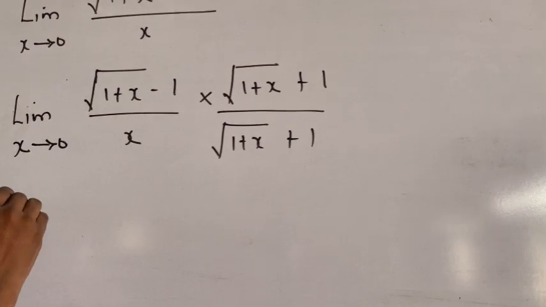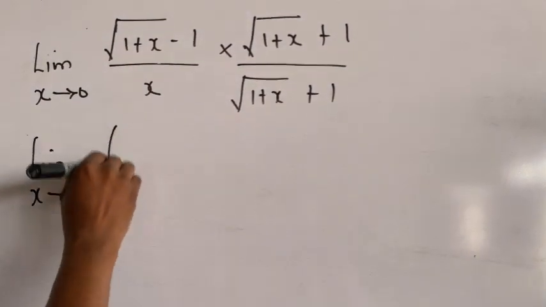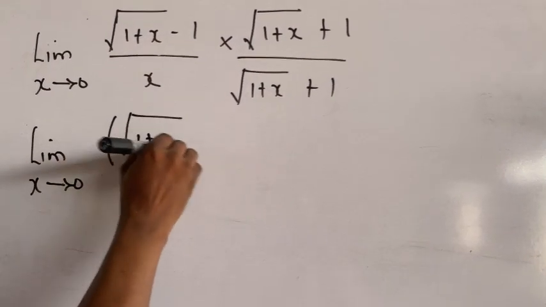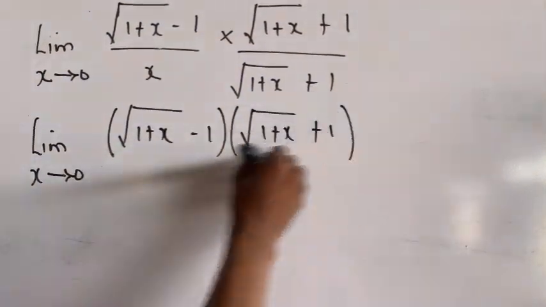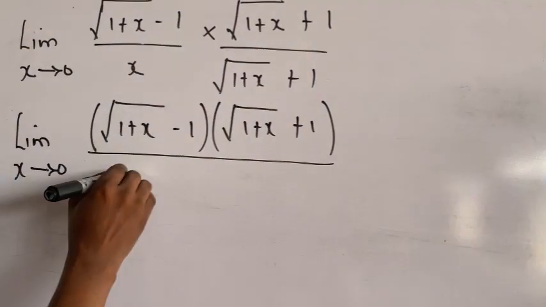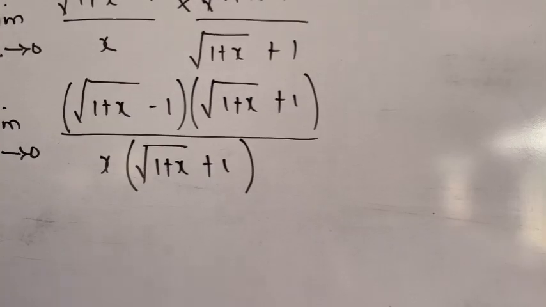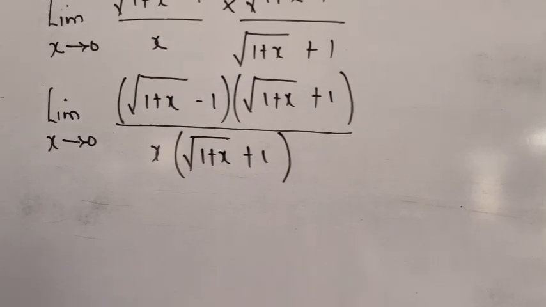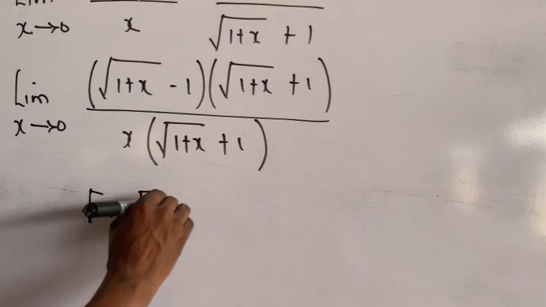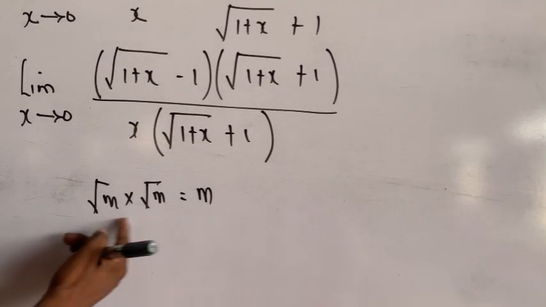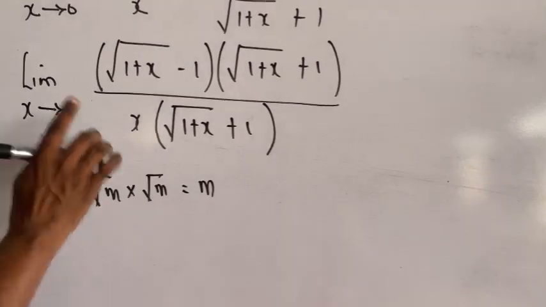So if I go by that, I'm having the limit as x tends to 0. Let's bracket this. I'm having root 1 plus x minus 1, times root 1 plus x plus 1, over x times root 1 plus x plus 1. We should take into account the laws of surd. If you have root n times root n, it is simply n. Anytime you are multiplying two equal surds, the value is just what you have inside the surd.